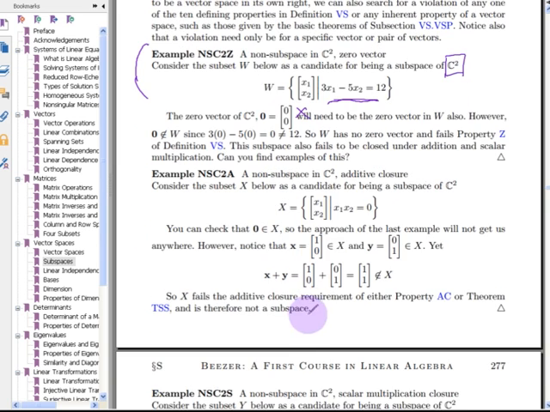Now here's another one. Let's look at the subset of C2 such that the product of the two entries is 0. Now, is 0, 0 in this set? Actually, yes. Okay, but let's see, do we get additive closure? Try something else. Okay, so take 1, 0 plus 0, 1. The sum of that is 1, 1, but 1, 1 is not in the set because it's not true that 1 times 1 is equal to 0. So additive closure fails. This is not a subspace of the two-dimensional vectors.